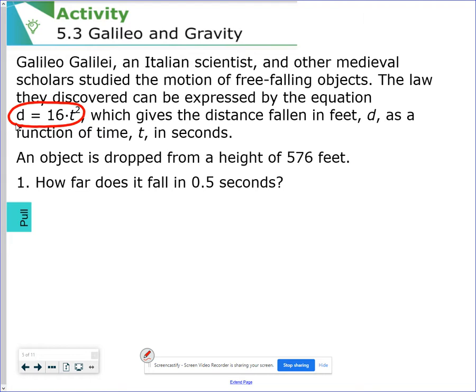So if an object is dropped from a height of 576 feet, I want to know how far it would fall in just a half a second. So I would have to put 0.5 in for the t. So the distance here would be 16 times 0.5 squared. And remember, we're worried about order of operations, right? You can't multiply first and say, well, 16 times a half, that's 8.